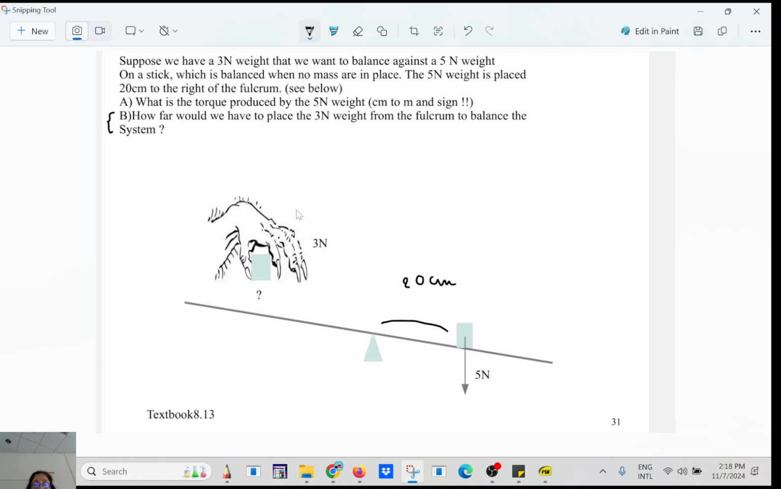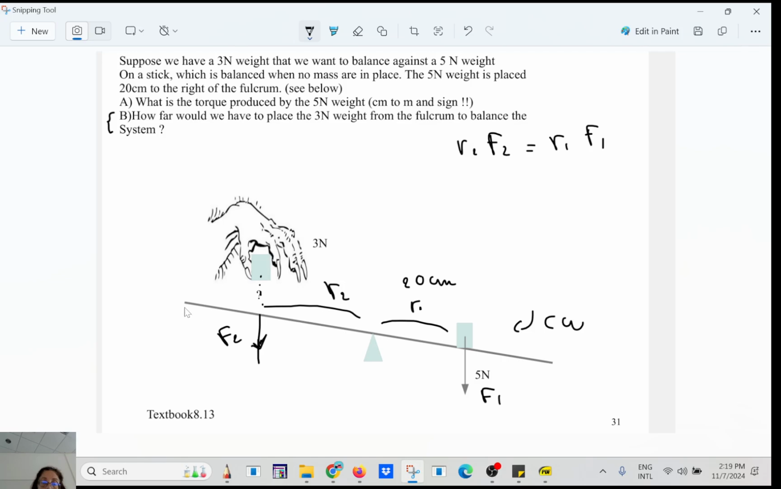I want to go to B. So that will be R1. That will be F1. And somewhere farther away, it has to be farther away, you're going to have R2, and it's going to be F2. Okay, so we have R2 F2 equals R1 F1. So that will be clockwise, that will be counterclockwise. So clockwise, counterclockwise. Okay, agree?